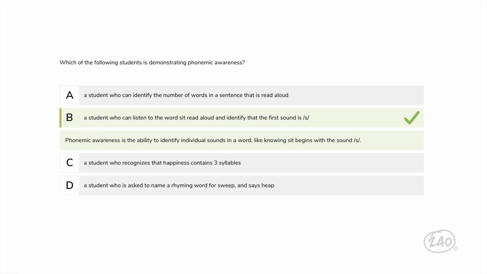This is the correct answer. The feedback feature in the 240 study guide tells us that phonemic awareness is the ability to identify individual sounds in a word, like knowing sit begins with the sound s. All other choices would fall under phonological awareness.